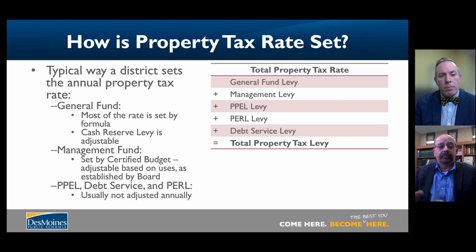PEPL and PEARL are set, which has been approved. PEPL was actually approved by the community a few years back, and PEARL is also a fixed rate. We do not have a debt service levy. This is the GO bonds, which you may have heard of. We only have revenue bonds. So the bonds that we have do not impact the property taxes.